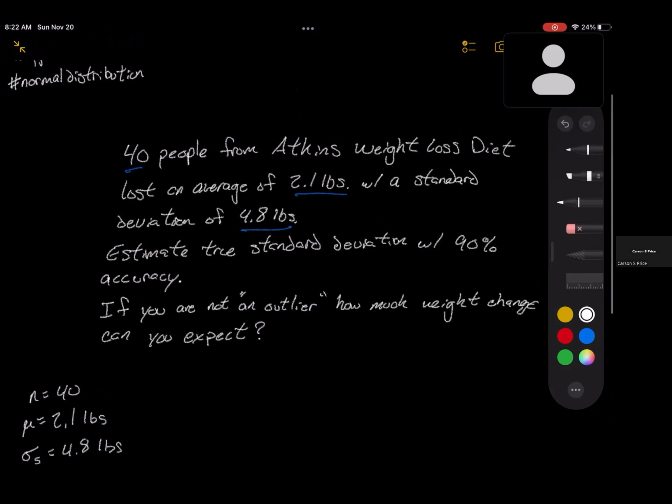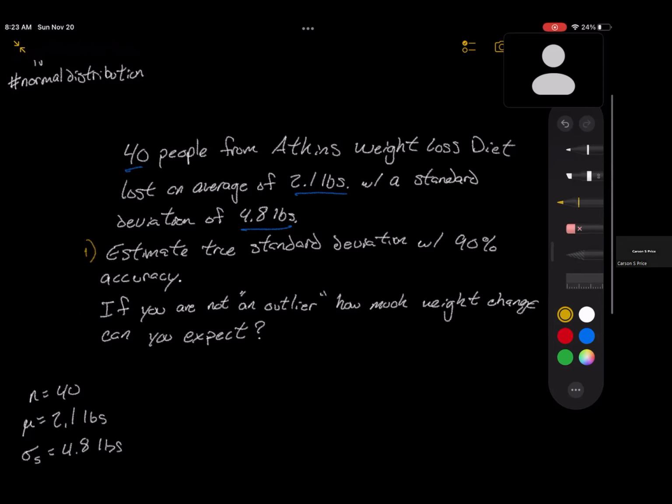All right, so this is everything that we know, and now we are charged with two things. The first, estimate the true standard deviation of people that do this Atkins weight loss diet program to 90% accuracy. So I want to be 90% sure that the interval that I build contains the true standard deviation of the weight loss that people experience from this Atkins weight loss diet.